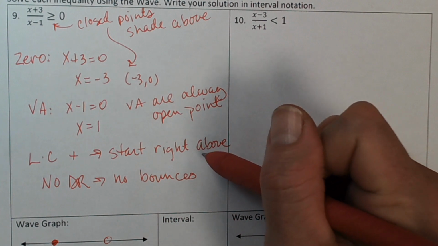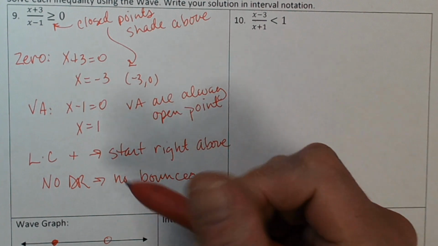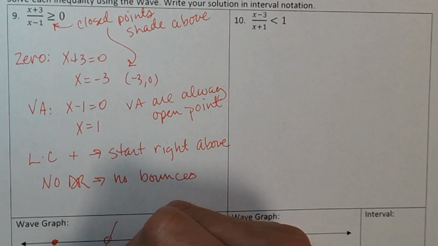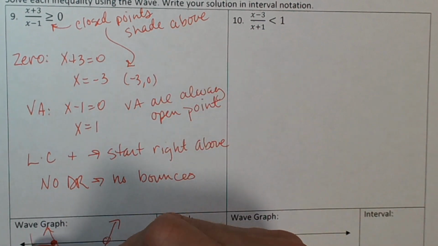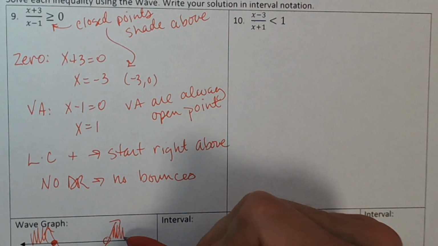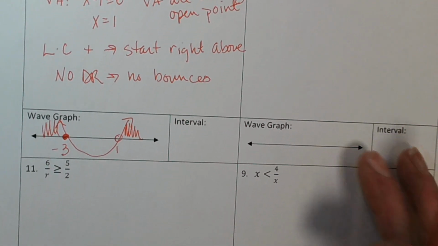We said we're going to start at the top right, no bouncing. So we're going to just go straight through them. And then we want greater than, so we're shading above. So there are 2 parts that we're shading above.